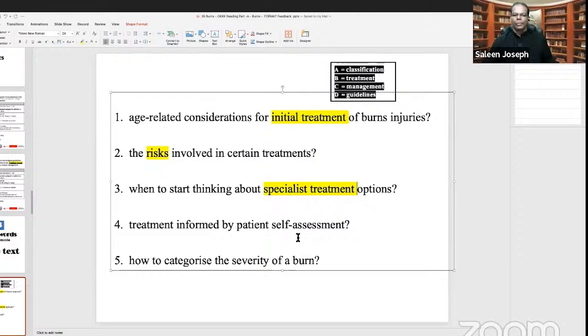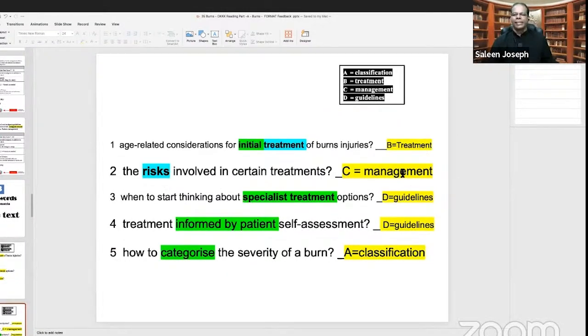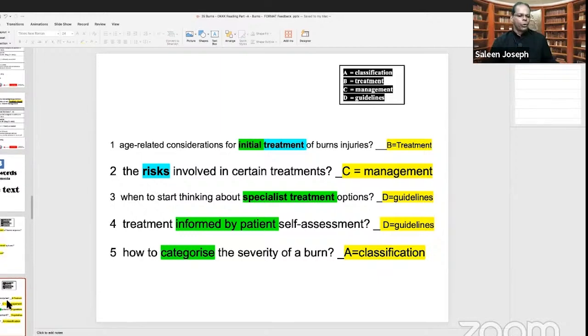Treatment informed by patient self-assessment. Guidelines. How to categorize the... Classification. First one, classification. So sometimes you have 7, which you can do within seconds. See, initial treatment, that is correct. Risk management, specialist treatment, guidelines, informed by patient, guidelines, categorize, classification. Category means classification, same synonyms. That's why I said synonyms are important.